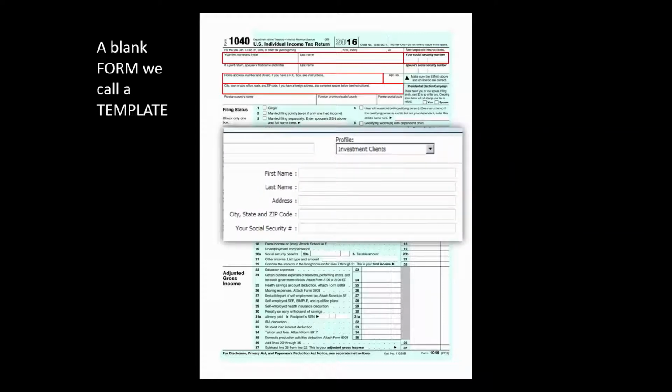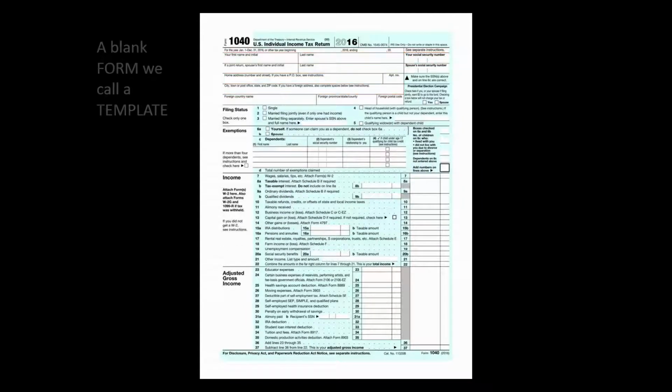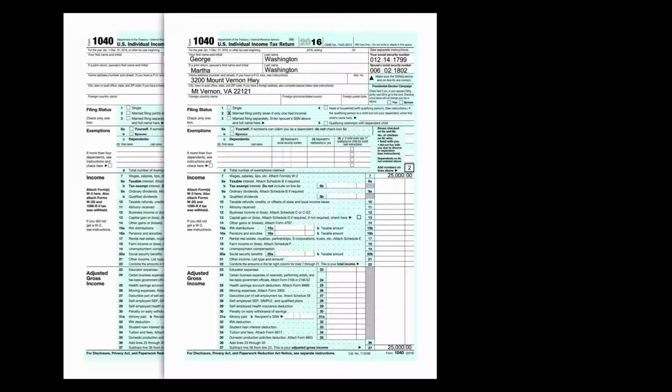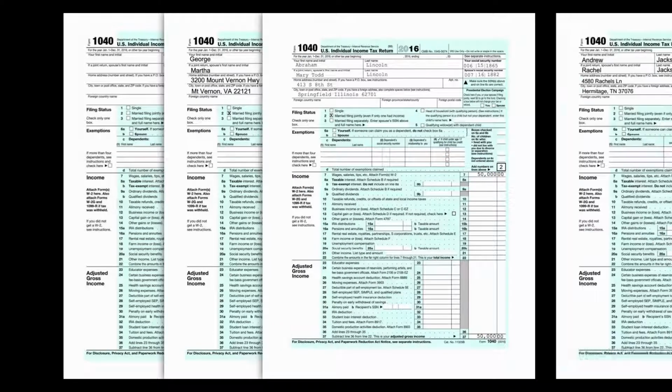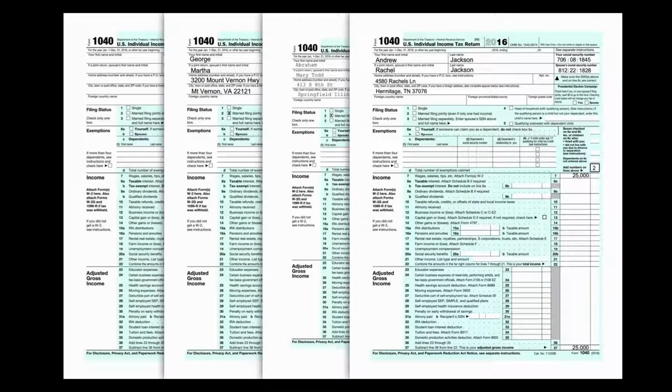Now, investment clients is one of the profiles I created inside eFileCabinet. Notice the fields in this profile match exactly the information I wish to capture from the 1040. A document matching the template containing information in the fields is called a form. Here's George Washington's 1040. Here's Abraham Lincoln's 1040. Here's Andrew Jackson's 1040.